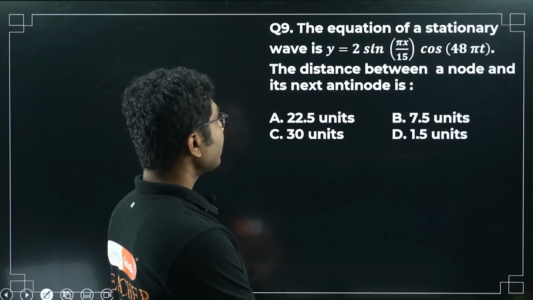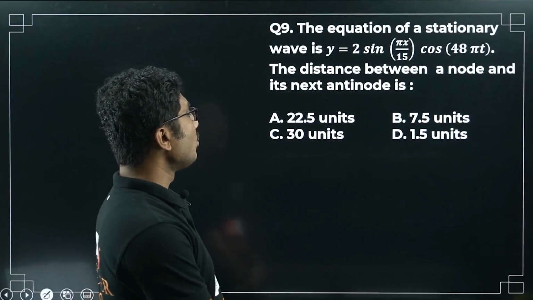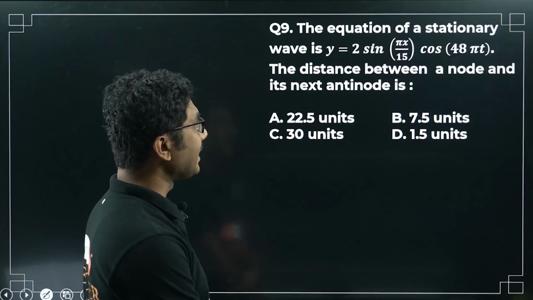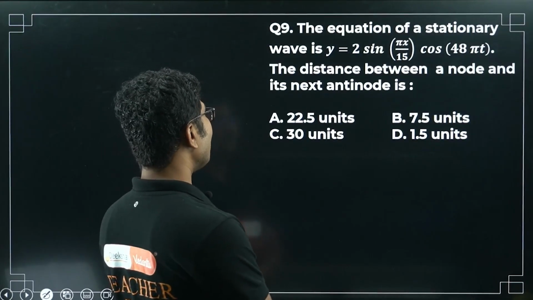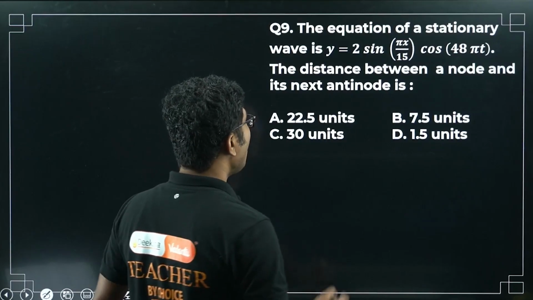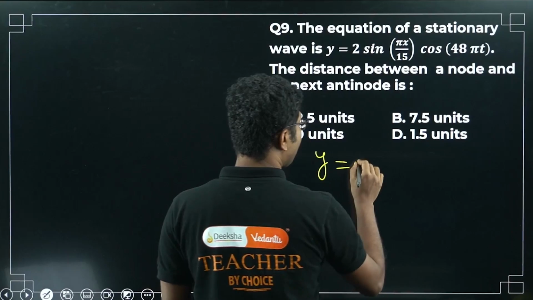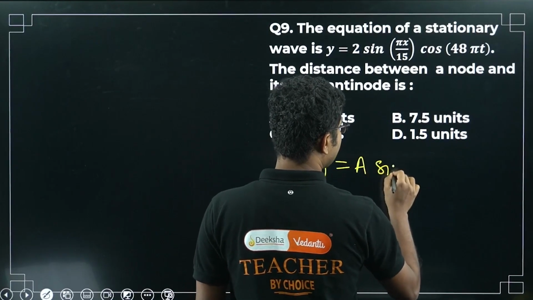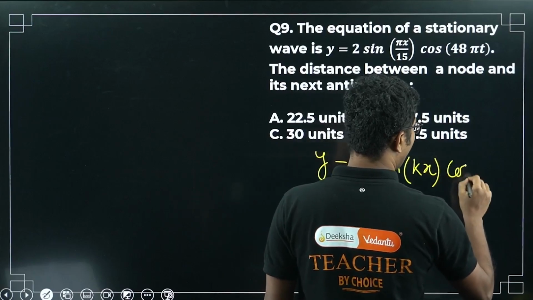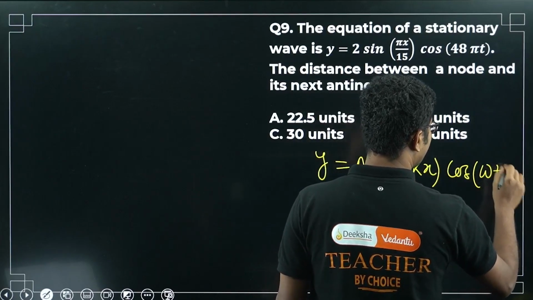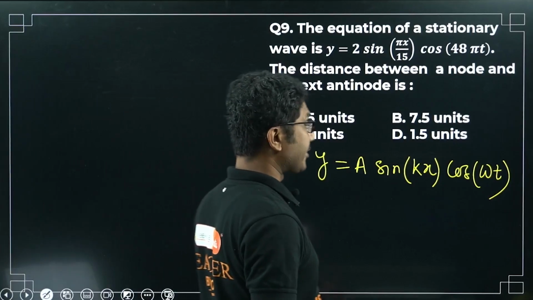The equation of a stationary wave is y equals 2 sin pi x by 15 cos 45 pi t. The distance between a node and its next antinode is. Now the normal equation for a stationary wave is given by A sin kx times cos omega t. Okay, so this is the basic equation for a stationary wave.